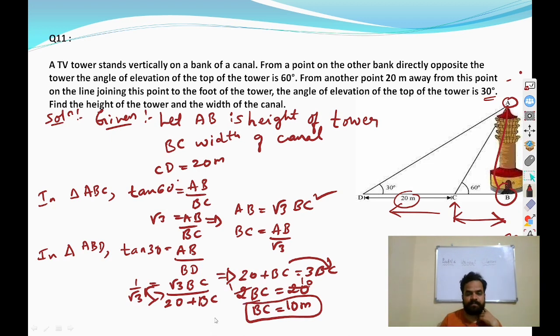What is BC? BC is the width of the canal, right? Therefore, the width of the canal is 10 meters. Now, what is the height? Therefore, AB is equal to root 3 BC, that is 10 root 3 meters. Right, this 10 root 3 meters is the height of the tower. This 10 meters is the width of the canal.